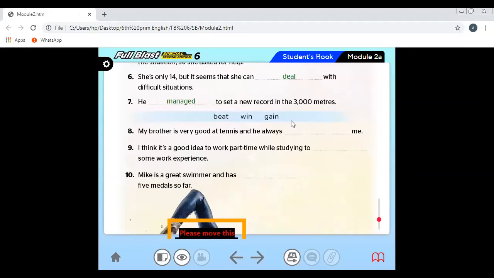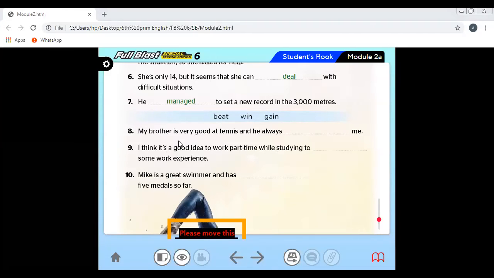Beat, win, and gain. What is the difference between them? You beat another opponent or another competitor or another team, but you win a game or a match or a medal. Gain is to get something, to be increased in something, in experience, in weight. Let's go to number eight. Who can read and answer number eight? Basma Ramadan, yes, Basma. Read.